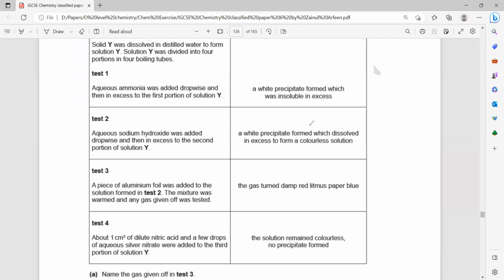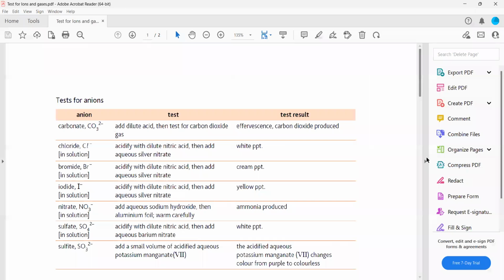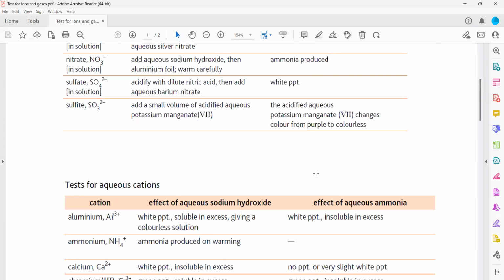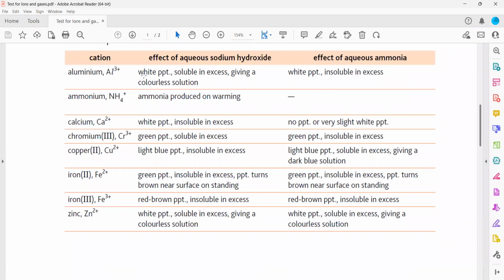which was insoluble in excess. So what ion does this give? Aluminum ion. Aqueous ammonia is added, a white precipitate forms. Better, in the exam you will have the test for the ions key. You can use that. But once you have done different types of questions related to this, you should memorize it as well. That's also fine.